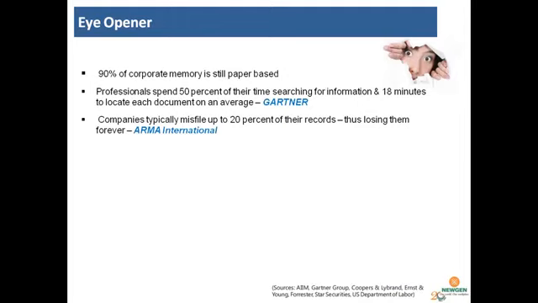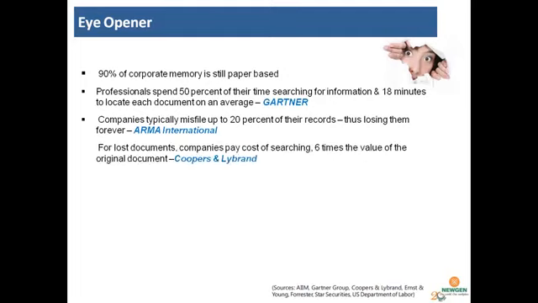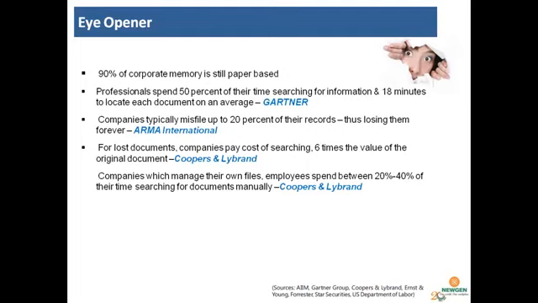Companies typically misfile up to 20% of their records, thus losing them forever, or retrieval becomes a very cumbersome task. For a document lost in transit, because the document is moving physically from one location to another, companies pay a cost of searching 6 times the value of the original document, because you need to search for where the document is, photocopy it, and courier it back, and time is involved. In companies which manage their own files, employees spend between 20 to 40% of their time searching for documents manually, and these are the published results.